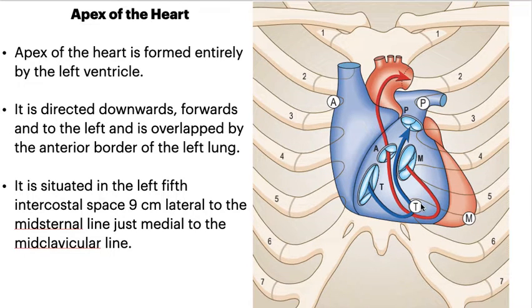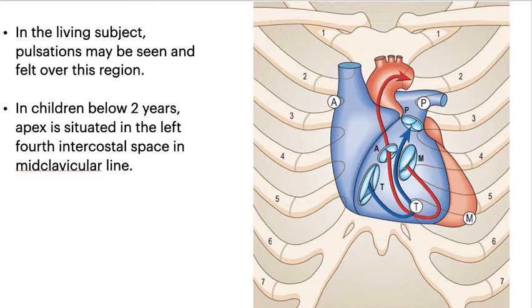The apex of the heart. It is formed entirely by the left ventricle, directed downward, forward, and to the left, and overlapped by the anterior border of the left lung. It is situated in the left fifth intercostal space, 9 cm lateral to the mid-sternal line, just medial to the mid-clavicular line. In living subjects, pulsations may be seen and felt over this region. In a child below 2 years, the apex is situated in the left fourth intercostal space in the mid-clavicular line.